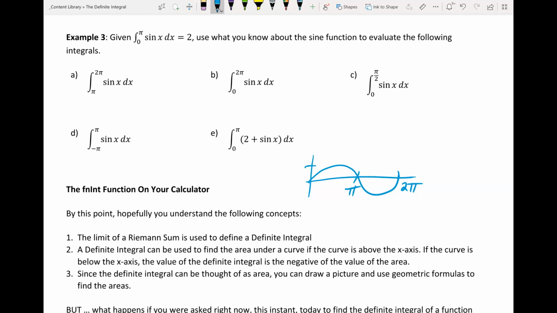So here's a quick sketch of it. If you look from 0 to pi, it's saying that this area here is 2. Now if I'm looking from pi to 2 pi, which is what A is asking for, this area should still be the same as 0 to pi, except that it's underneath the curve, so it has to be negative.